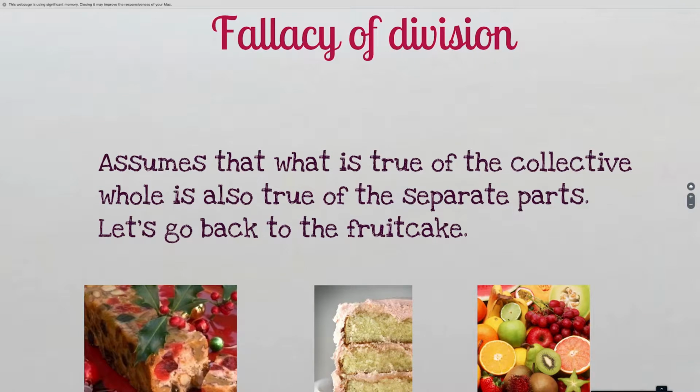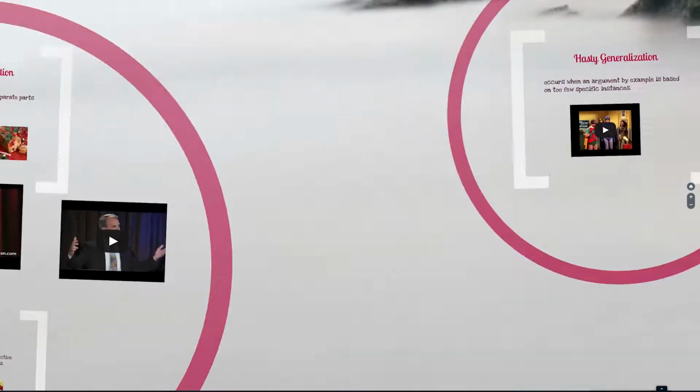Now, the other side of that is called the fallacy of division. The fallacy of division assumes that what's true of the collective is also true of its separate parts. Let's go back to the fruitcake. Fruitcake is terrible, but fruit tastes good and cake tastes good, so we've got the fallacy of division there. Another example: an airplane can fly through the air, but an airplane engine can't fly through the air on its own. There's the fallacy of division.